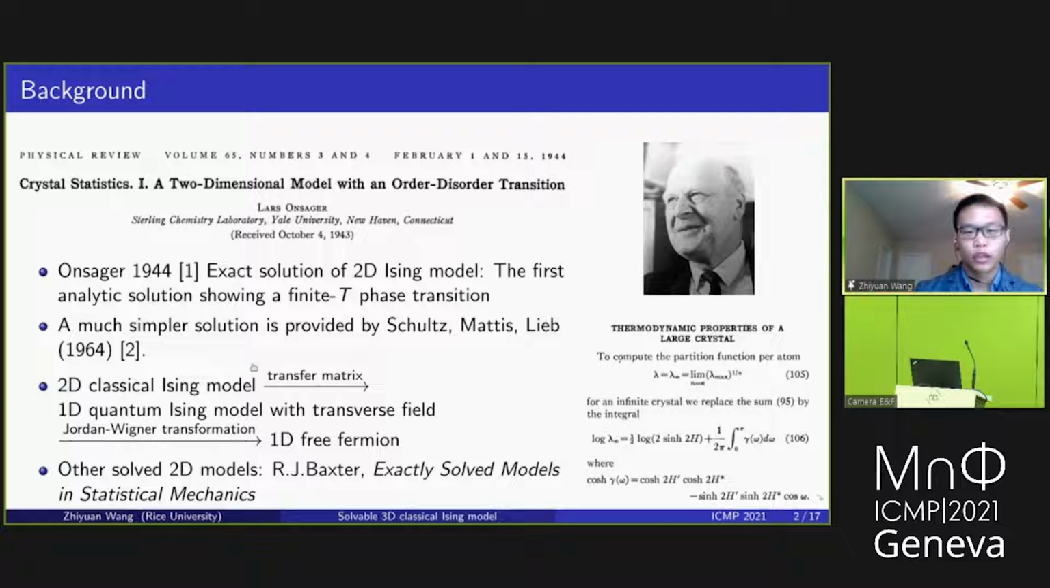They first used the transfer matrix method to map the 2D classical Ising model to the one-dimensional quantum Ising model with a transverse field. And then they used the Jordan-Wigner transformation to transform the 1D quantum Ising model into a one-dimensional free fermion problem, which can be easily solved. There are many other exactly solved 2D classical statistical models, which are summarized in Baxter's classic book.